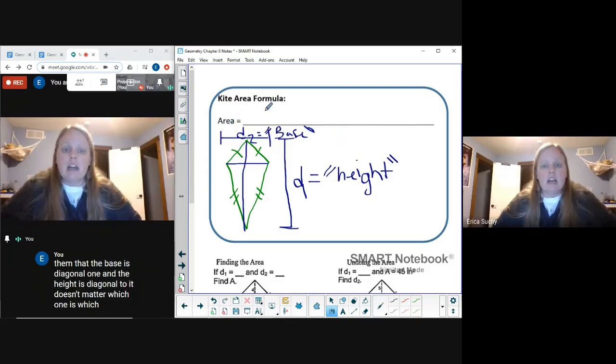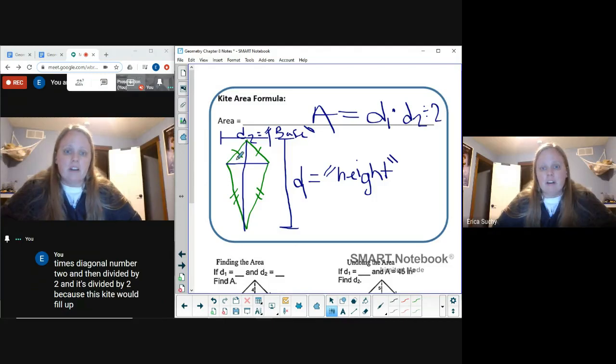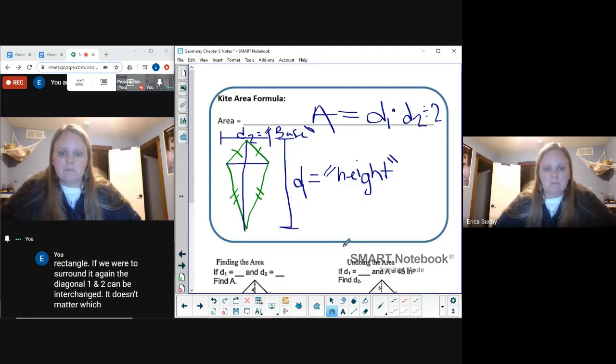But for a kite, the formula for area is diagonal number 1 times diagonal number 2, and then divided by 2. And it's divided by 2 because this kite would fill up half of a rectangle if we were to surround it. Again, the diagonal 1 and 2 can be interchanged. It doesn't matter which one is which.